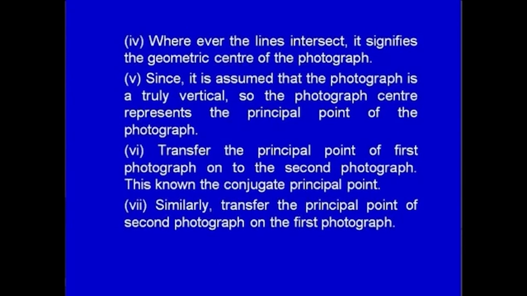Wherever the lines intersect, it signifies the geometric center of the photograph. Since it is assumed that the photograph is a truly vertical photograph, the photograph center represents the principal point of the photograph. Transfer the principal point of the first photograph onto the second photograph. This is known as the conjugate principal point. Similarly, transfer the principal point of the second photograph onto the first photograph.